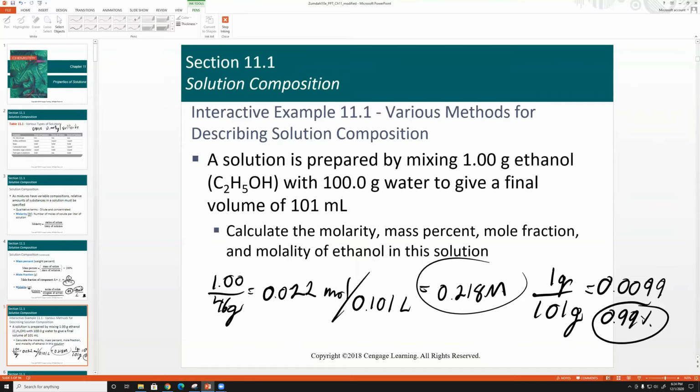Okay, then the next one is going to be, where's my eraser? It's not working. Next one's going to be mole fraction. I guess we'll do it over here.